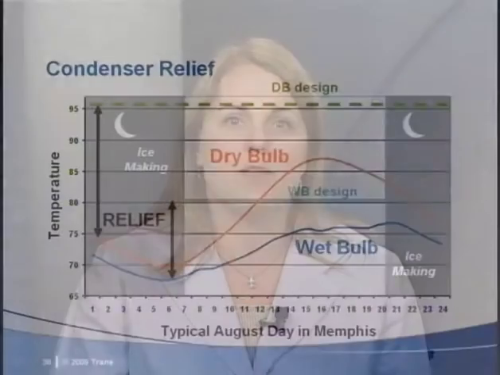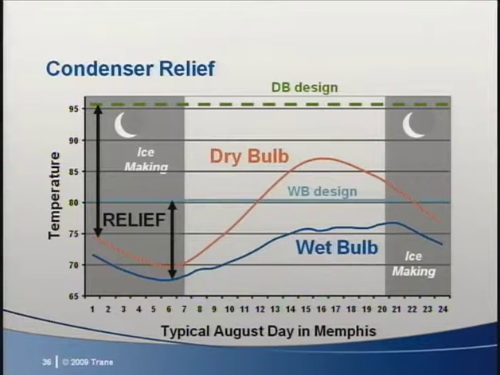The other difference between air-cooled and water-cooled is that air-cooled shows a better efficiency benefit from ice storage. This is because during nighttime ice making mode, the ambient dry bulb drops more significantly than the ambient wet bulb. This graph shows the difference between design ambient temperatures, both dry bulb and wet bulb, and the typical daily August temperatures in Memphis.